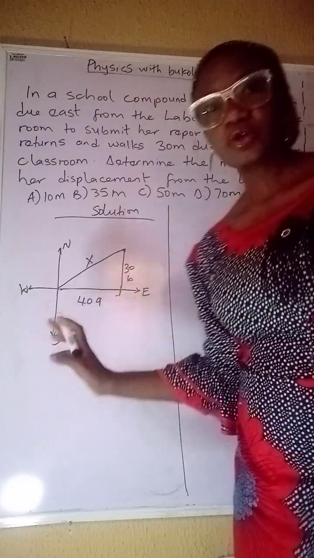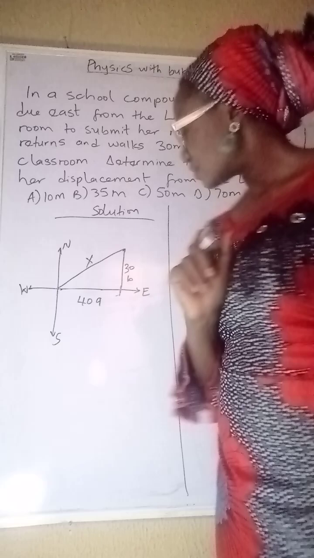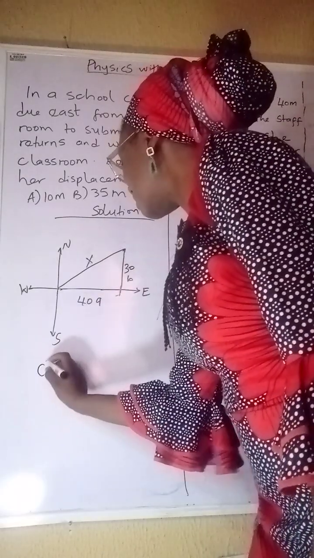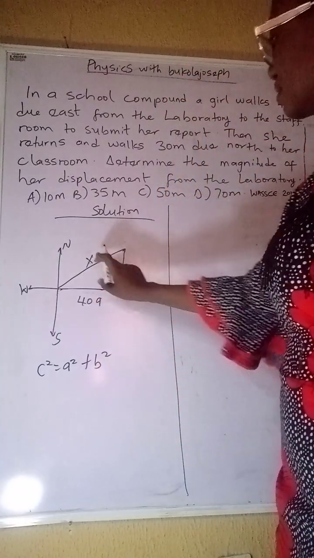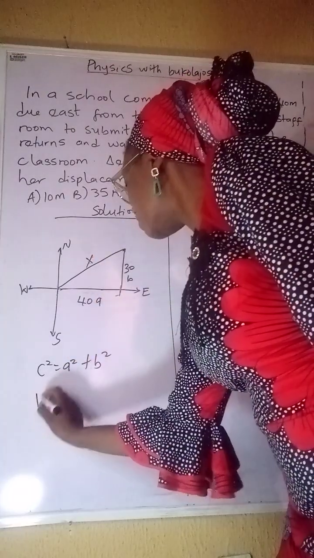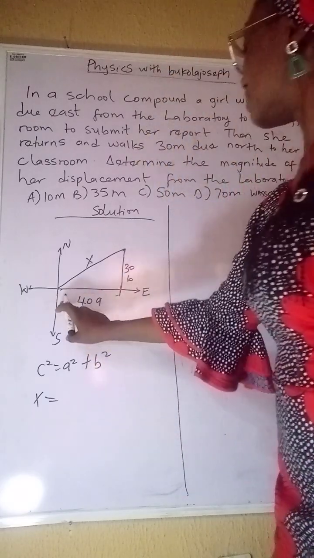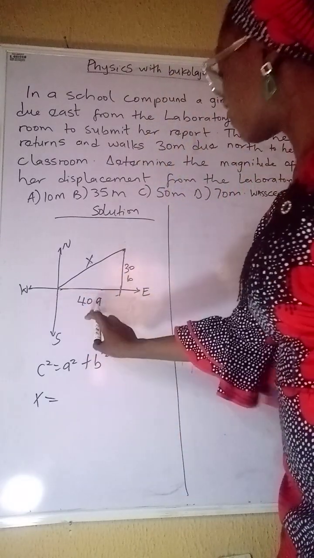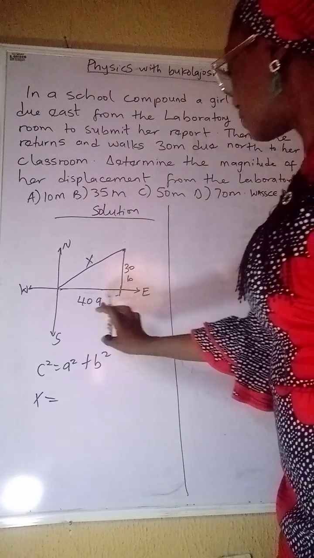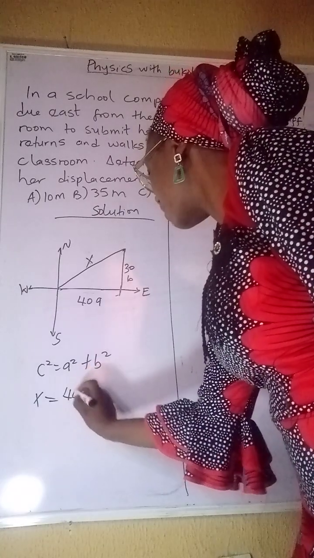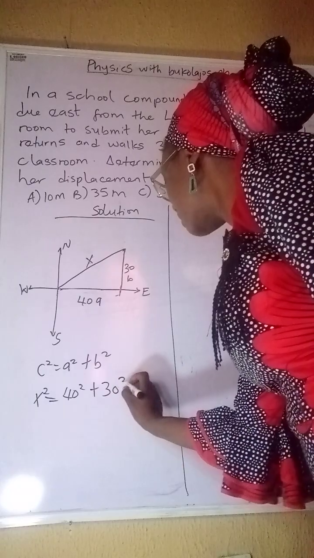So to find this, we're going to be using the Pythagoras theorem. You still remember Pythagoras theorem? If you are looking for the hypotenuse, C squared is equal to A squared plus B squared. Remember X is equal to C. Let the eastward displacement be equal to 40 and let the northward displacement be equal to 30. So we have 40 squared plus 30 squared. Is that okay?